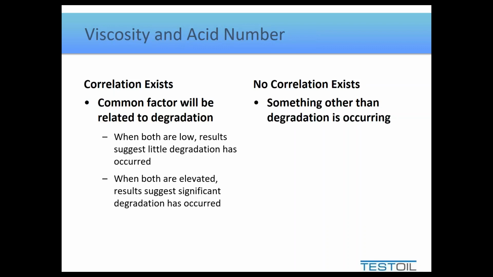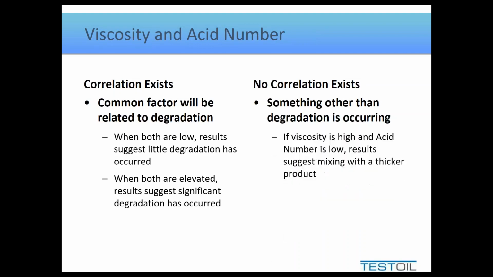So this doesn't cause very significant changes in viscosity, but rather fairly linear changes, and the longer it's in service, the thicker the oil will become, and it might thicken to the point that it falls outside of the specification or grade that the oil is meant to be in. Now, when the correlation doesn't exist, if we have a high viscosity, but the acid number doesn't seem to be the contributing factor, then what we're suspecting is that we've probably mixed with a thicker lubricant.